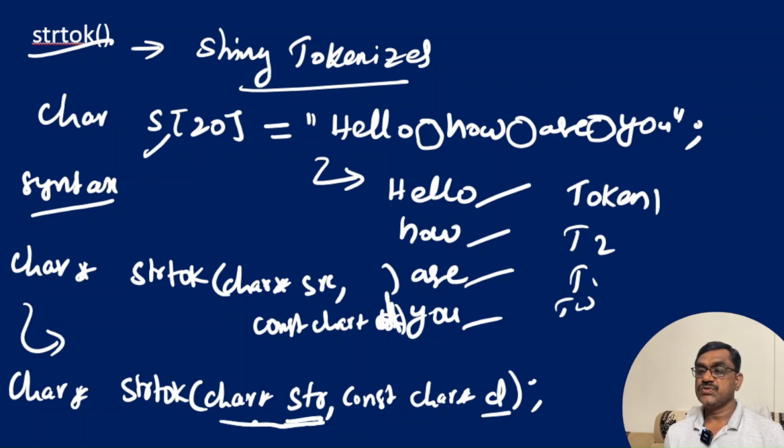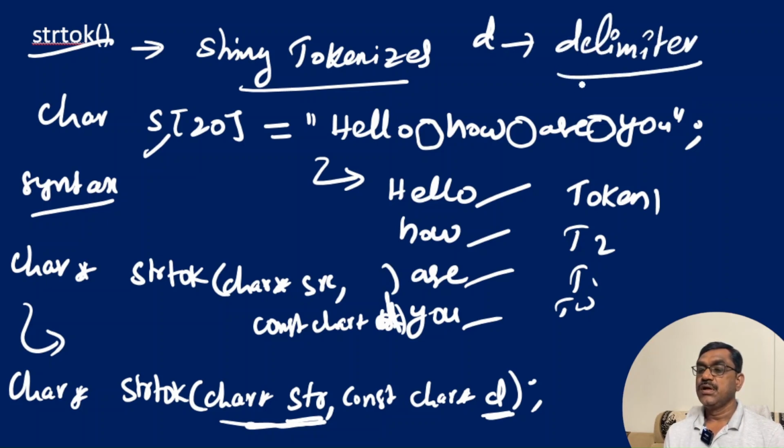See, str is the source string, and what does d mean? The meaning of d here is delimiter. What is a delimiter? Any symbol or character which separates the original string into tokens. In this example, I have taken the delimiter as empty space. Not only empty space, you can take any symbol or character like underscore, hyphen, or comma as the delimiter.